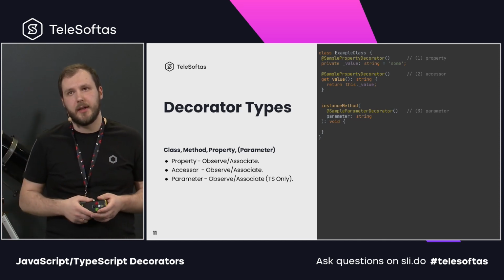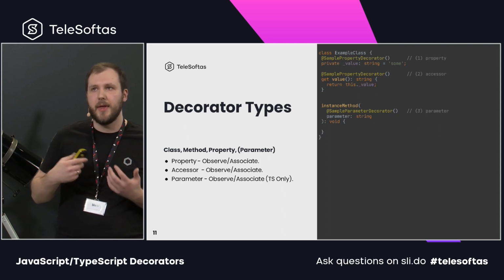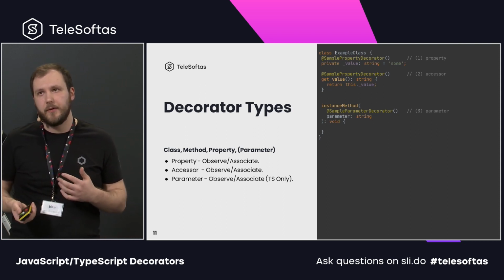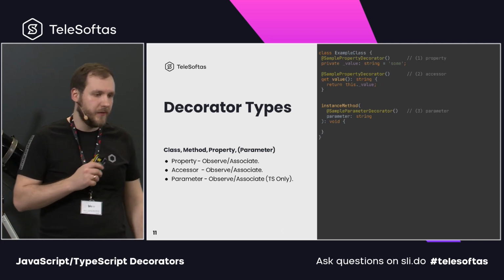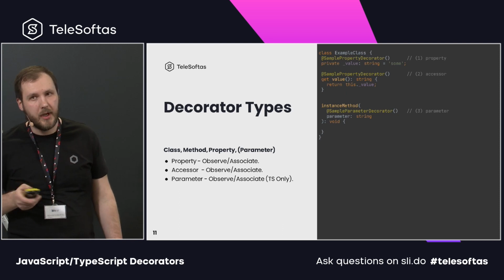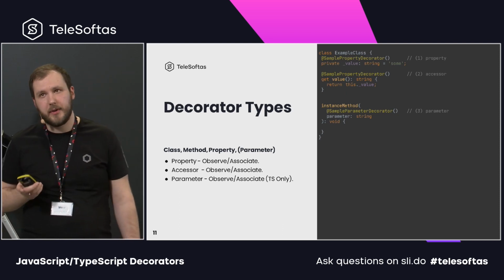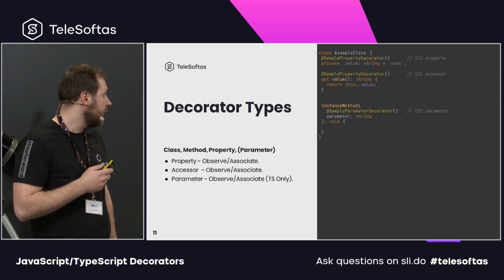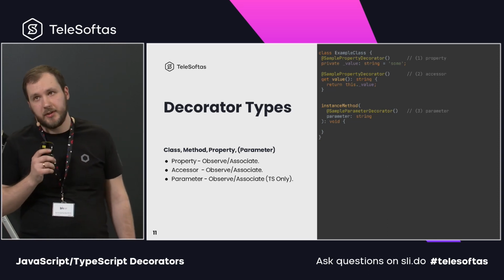After that, there's a parameter decorator, which is used to decorate class method parameters. And once again, it allows observing and adding additional information about that parameter. There are slight differences between JavaScript and TypeScript decorators, and this is one of those differences. JavaScript doesn't have parameter decorators available today, and to use them, you need to use TypeScript. But spoiler alert, that might change in the future.